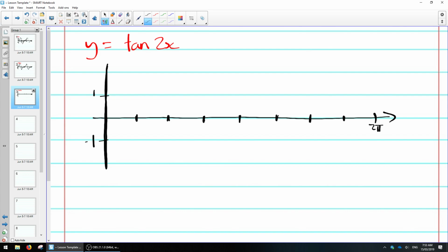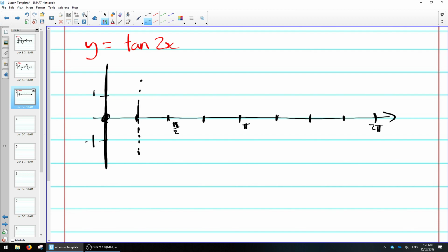So what happens at 0? Yep. What happens at pi over 2 normally? So that's pi over 2. What happens at pi over 2 normally? It's an asymptote, but now that we're squishing it, where's that first asymptote going to be now? Pi over 4.